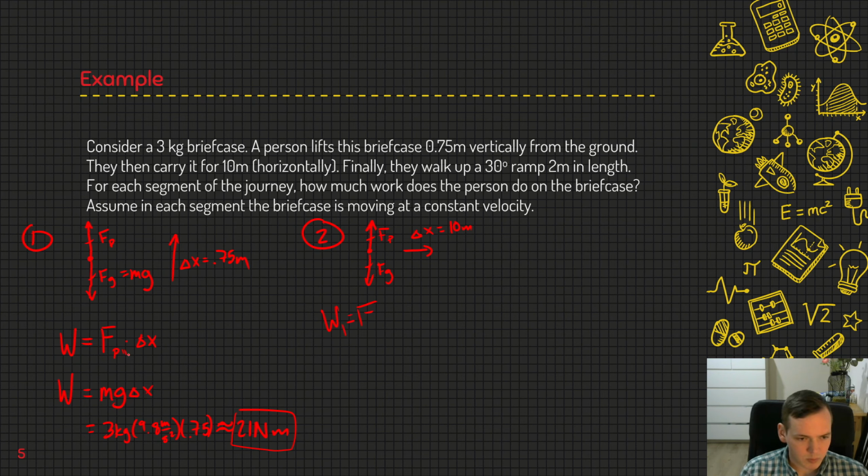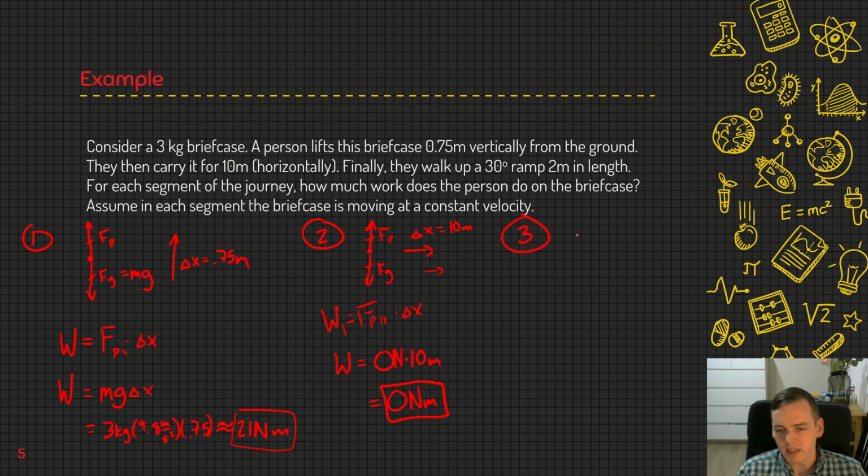Work equals force of the person parallel times delta x. Well, the work is equal to 0 newtons times 10, because the person is not exerting any force horizontally here. They're just exerting the vertical force to hold the briefcase up. So in this second section, 0 Newton meters of work is done by the person carrying the briefcase. And again, that's because the person is not exerting any force horizontally.